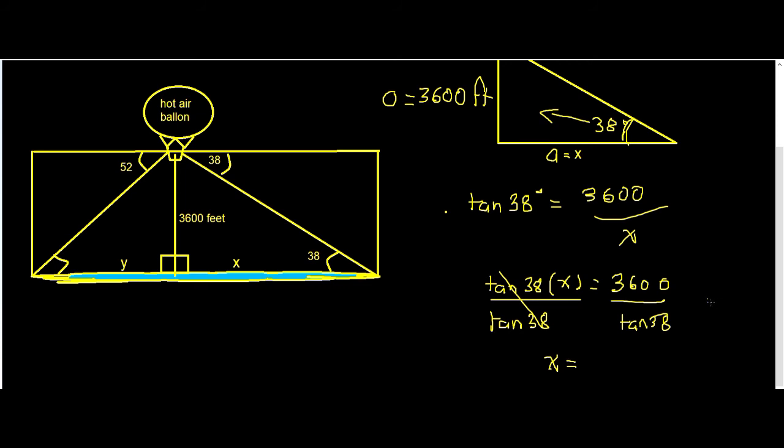3,600 over tangent 38. Now, be careful when inputting this, especially if you use a calculator. What you do is type 3,600 divided by, then tangent 38. It's better if you group it. What I mean is 3,600, then divide, then open bracket, then tan 38, then close the bracket. That way you will get the answer. Or it's even better to use a scientific calculator on the internet.